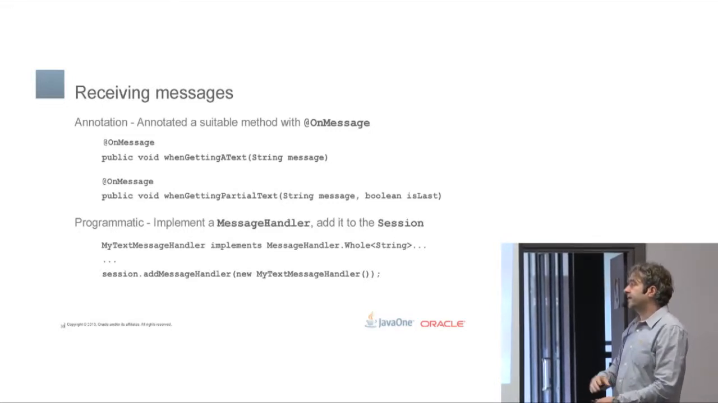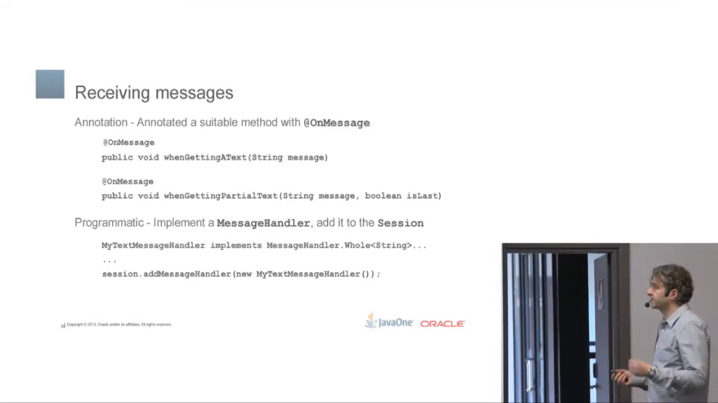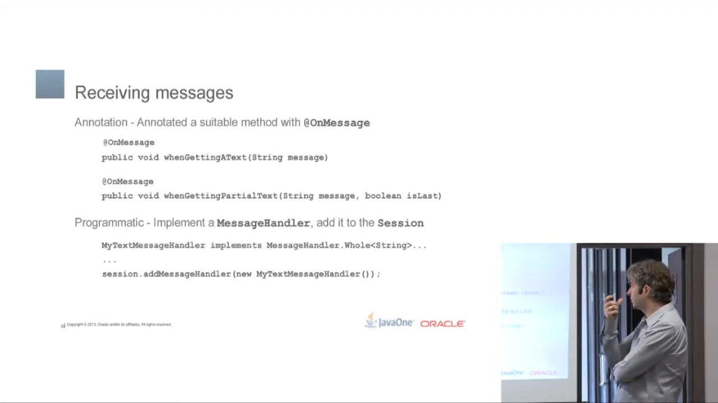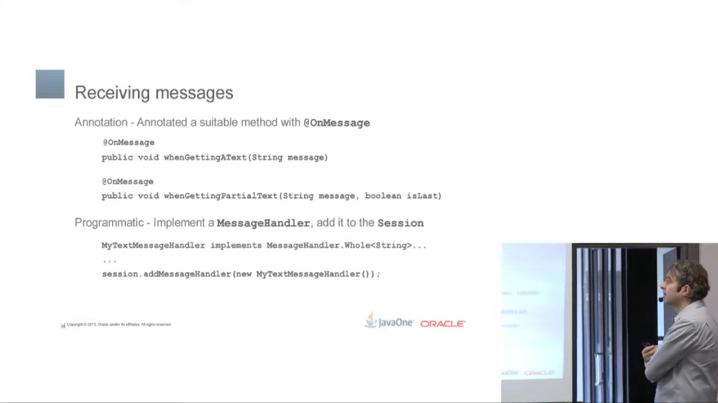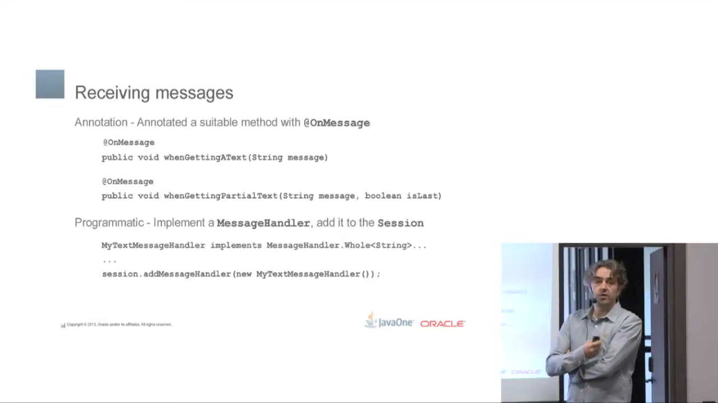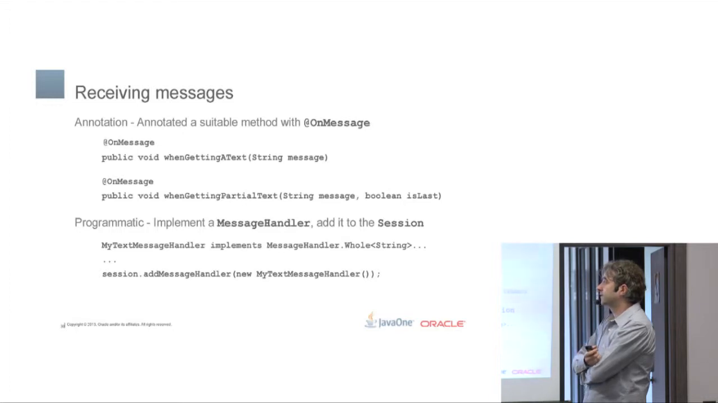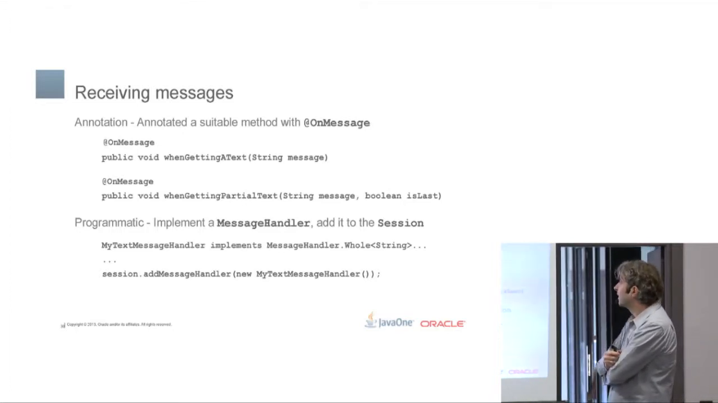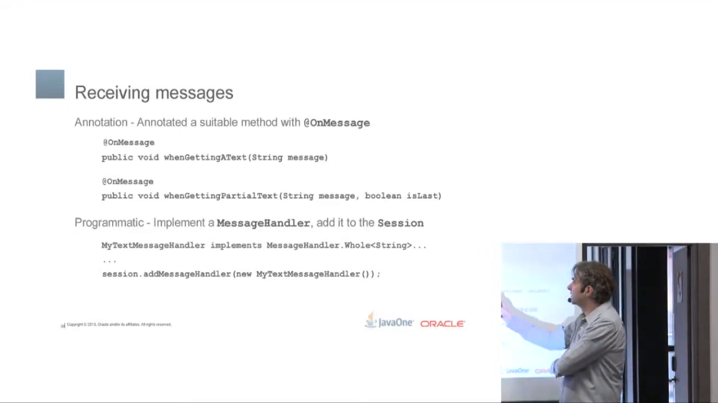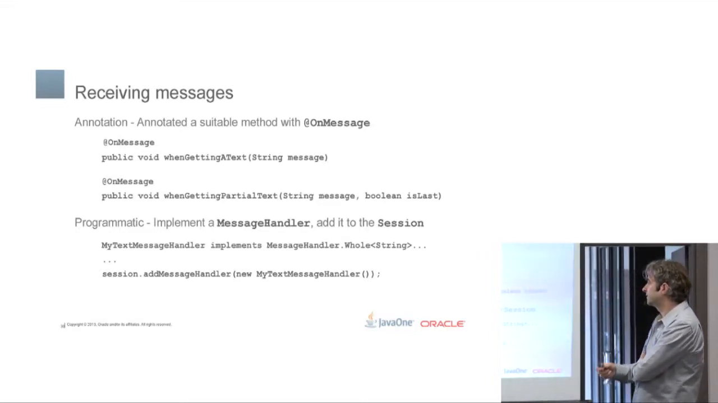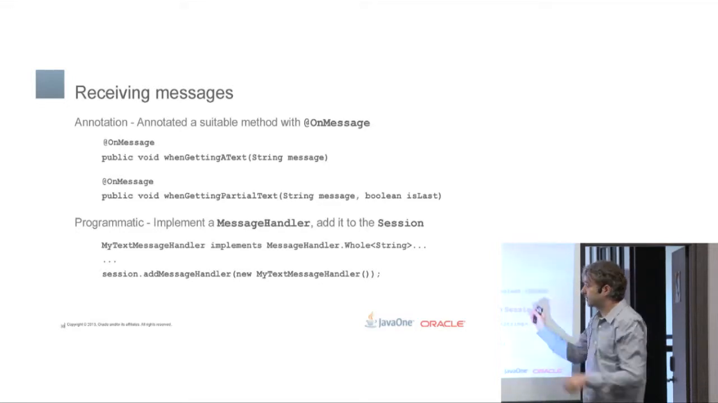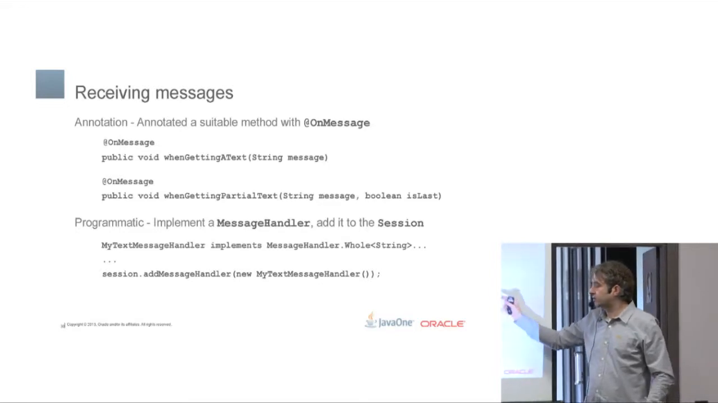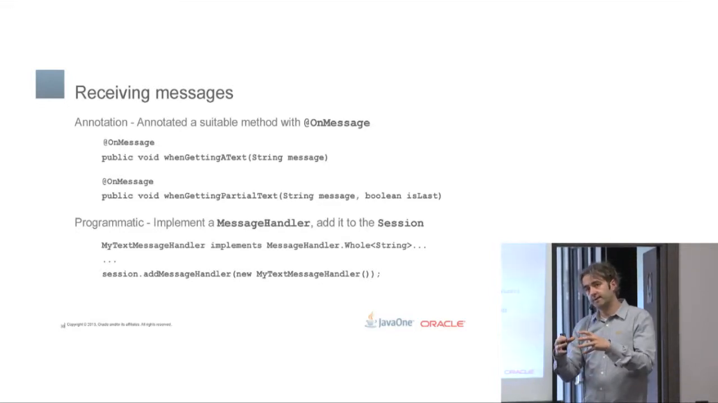So, sending, now receiving messages. Receiving, again, two approaches, using annotation or using the programmatic approach. Using annotation, we just have to react upon the @OnMessage annotation. You see here that there is a difference in the signature between the two methods. This one has a boolean as last parameter. It basically means that you can use the boolean to make sure that the payload you get is the last one.